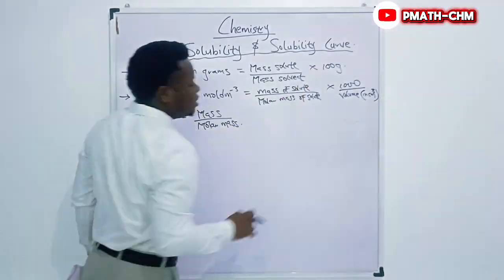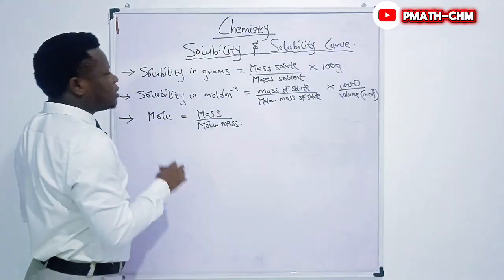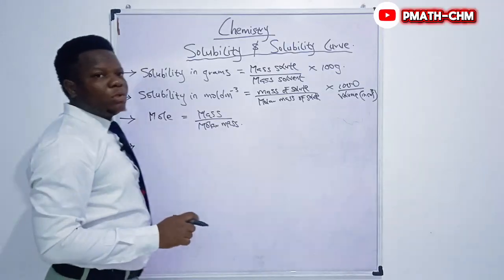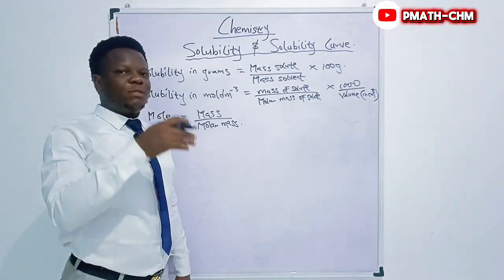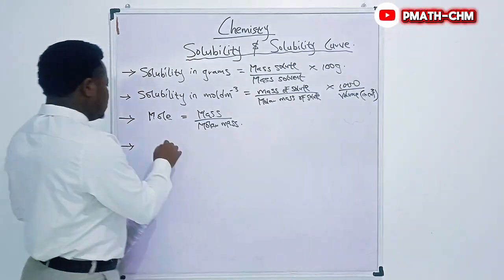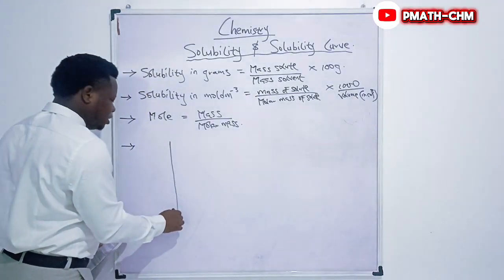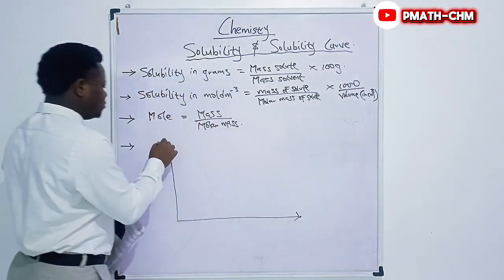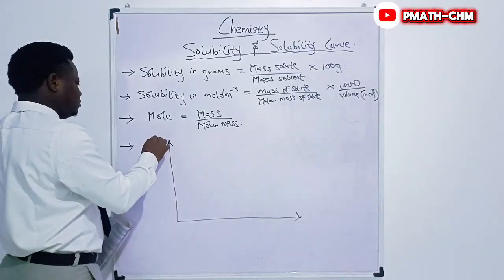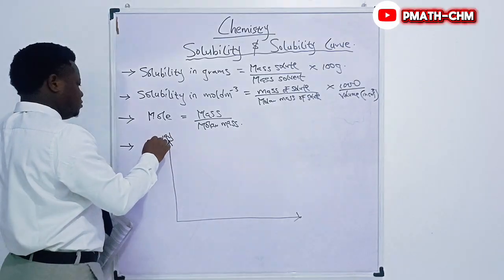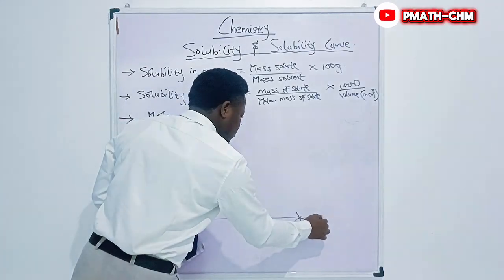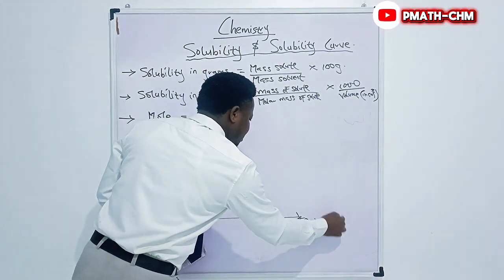Now let's talk about the solubility curve. Now a solubility curve simply is a curve that shows the amount of solute that is present in the solution at different temperatures. So generally it's of this nature. On one axis you have solubility, on the other axis you have temperature, which is usually in degrees Celsius.